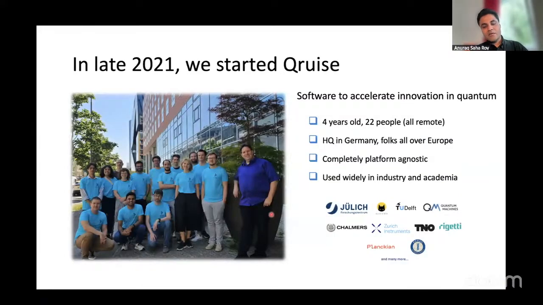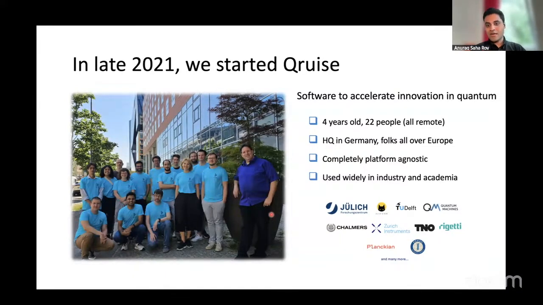Okay, so then at the end of 2021, we started Cruise. So Cruise is a startup. At this time, we are 4 years old, 22, 23 people. We are headquartered in Germany, but we have people all over Europe because our team is fully remote. So it's a team that works on developing software for quantum technologies.